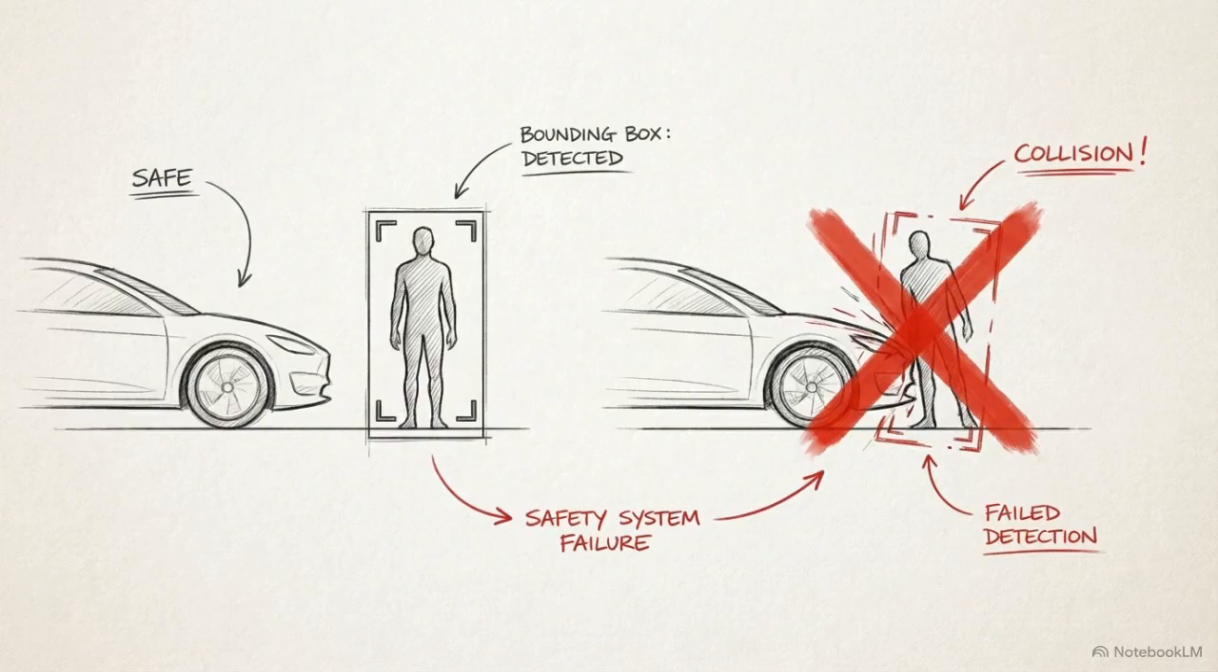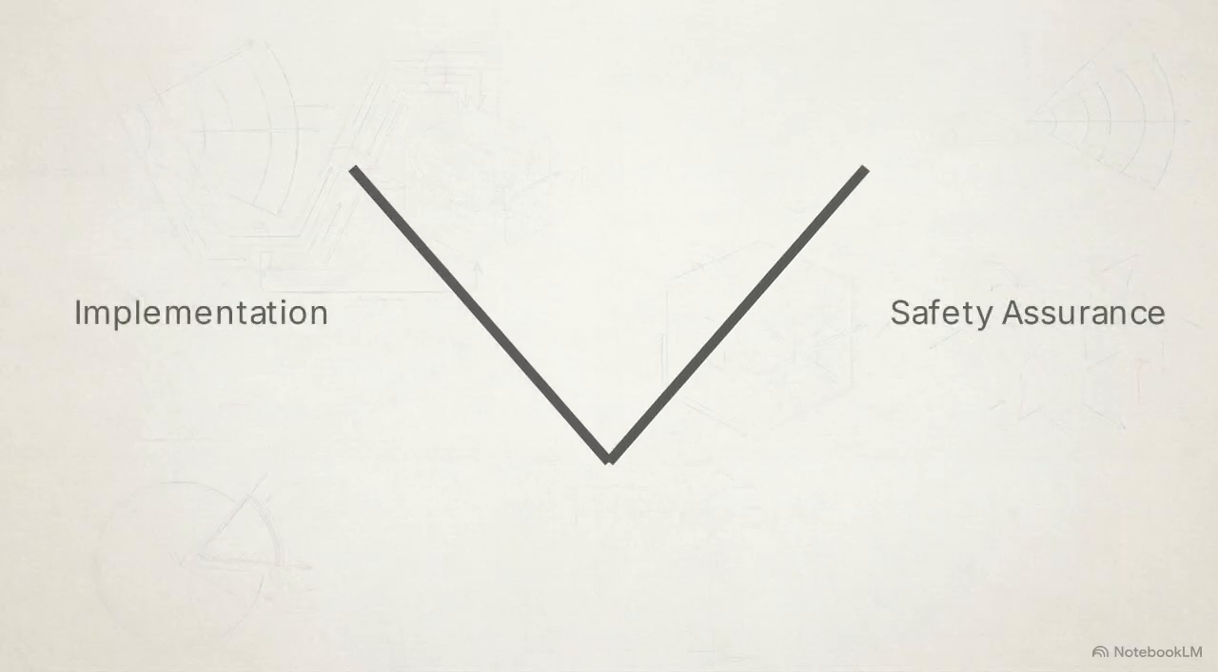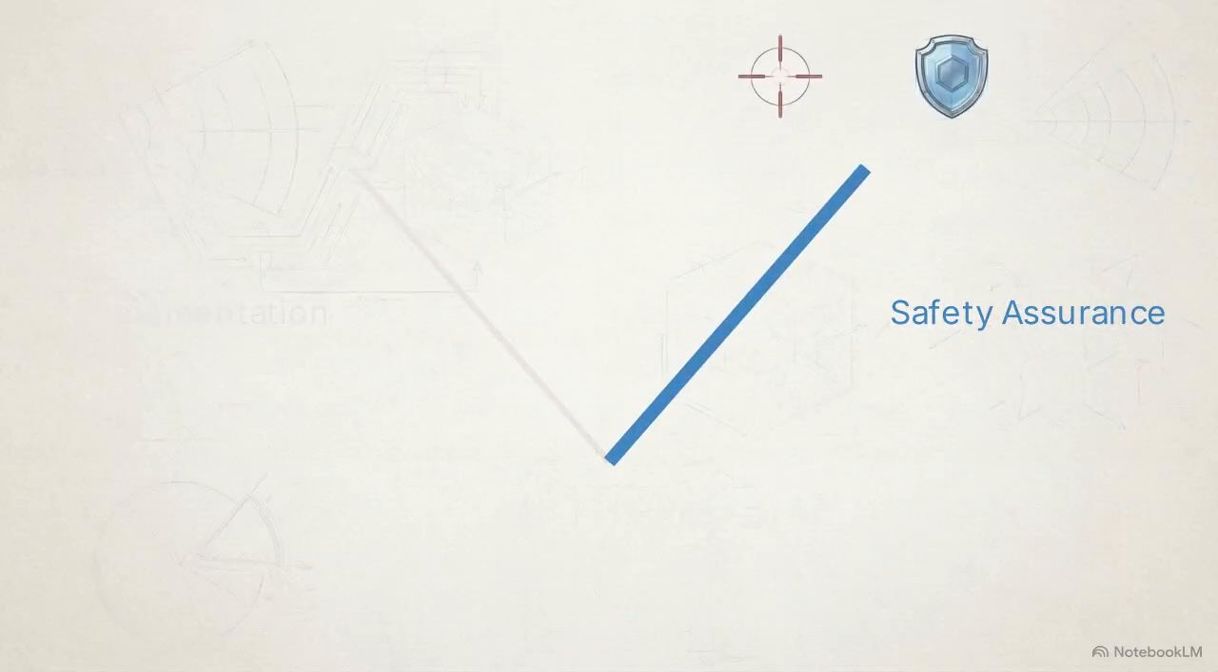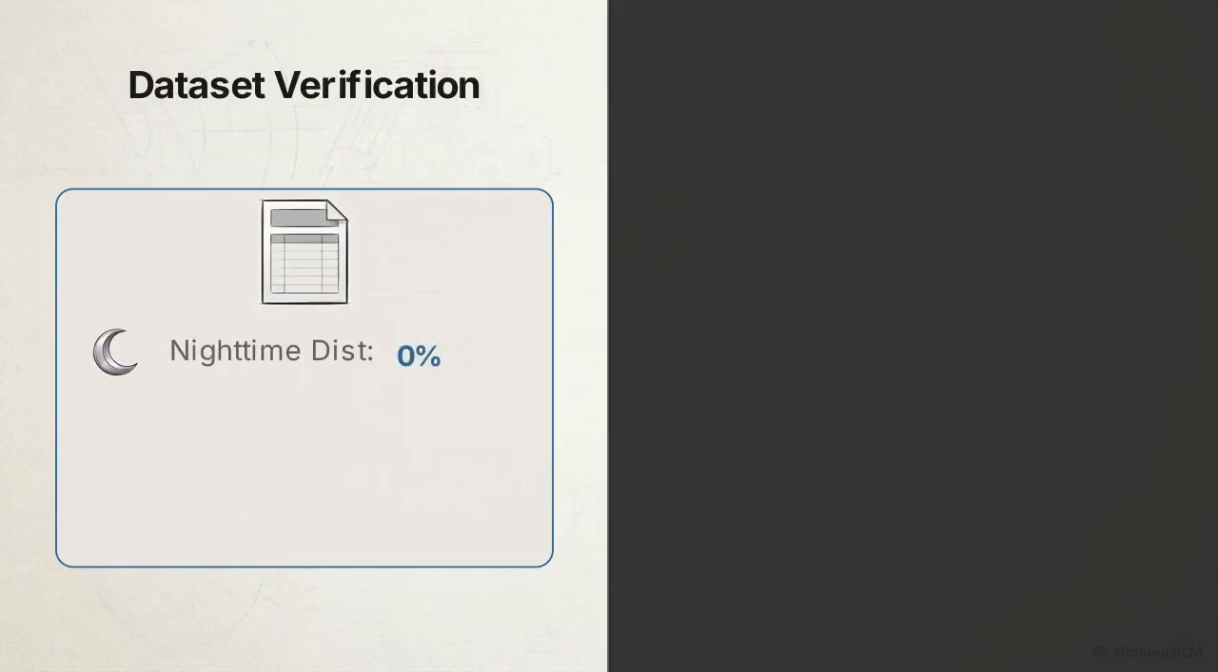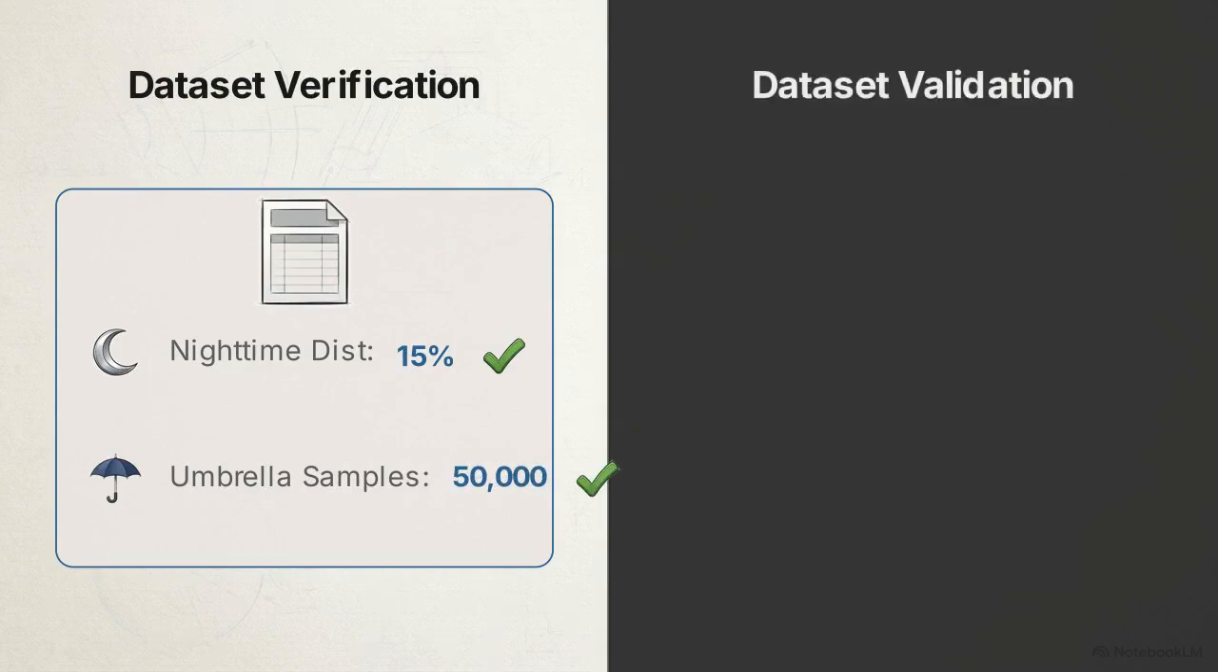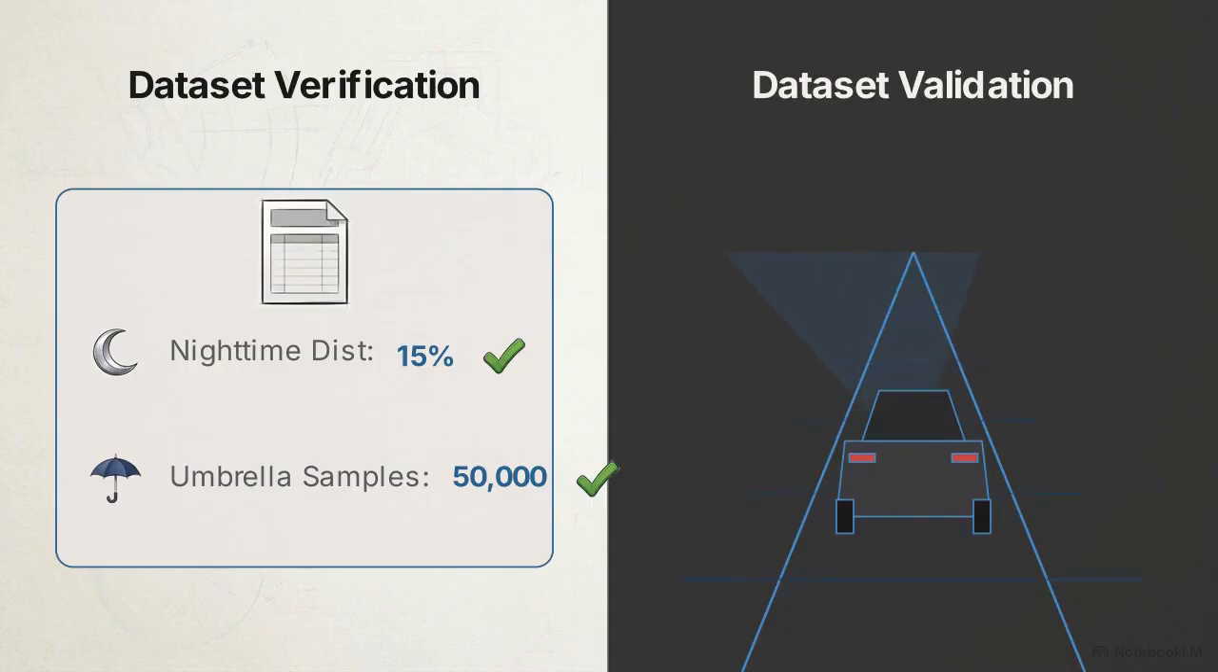Without these exacting labeling guidelines, the model will ingest a flawed ground truth, rendering even a large and diverse dataset unsafe for real-world use. Moving to the right side of the V model requires a distinction between two often confused processes, data accuracy and system safety. Step 5 is dataset verification, a static check confirming the dataset matches initial requirements. Automated checks verify the 15% nighttime distribution and umbrella bounding boxes.